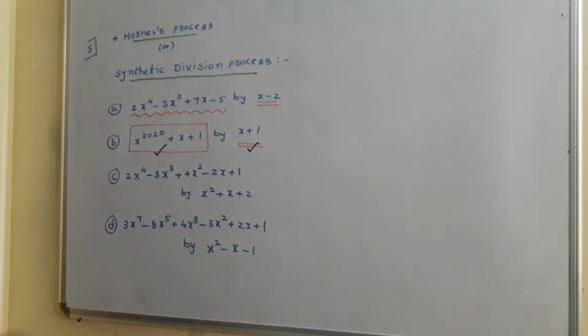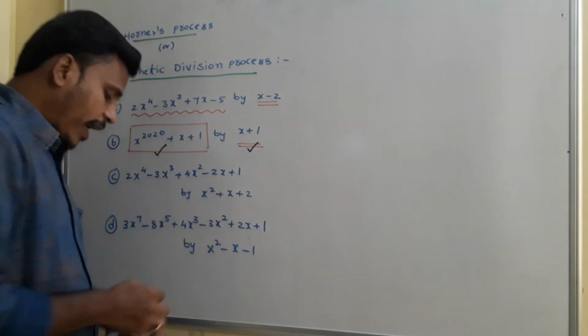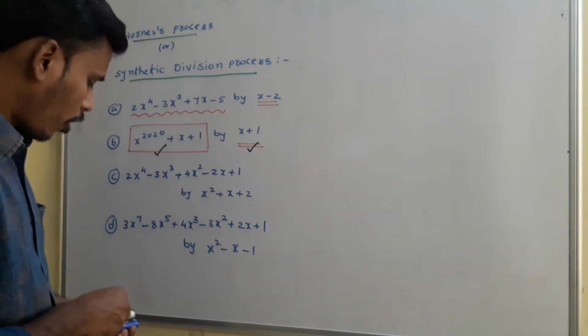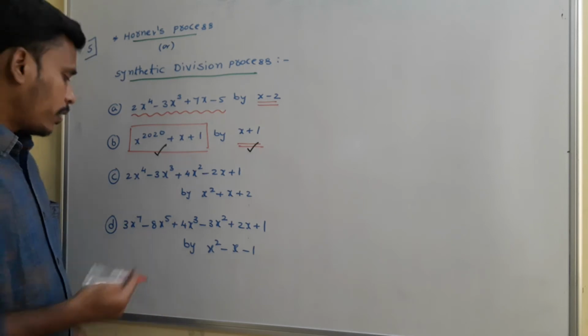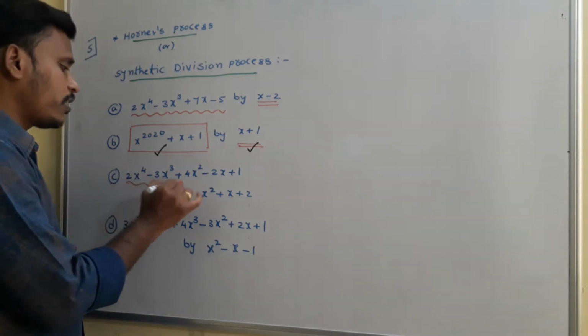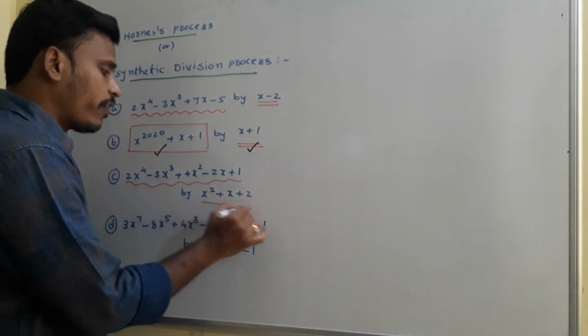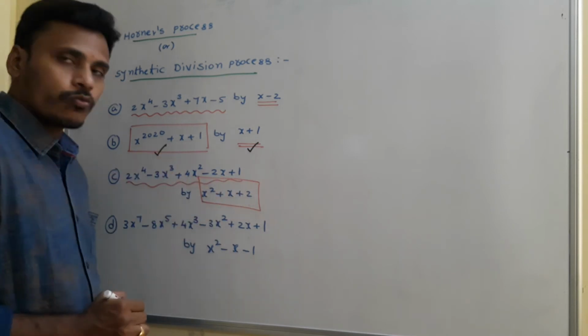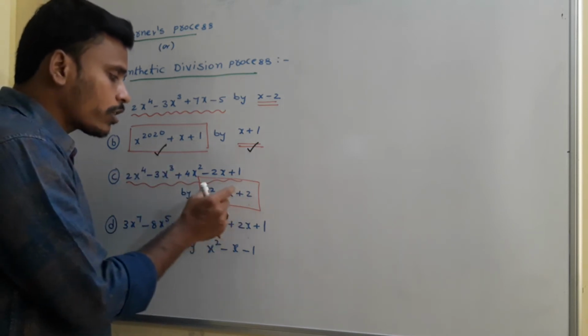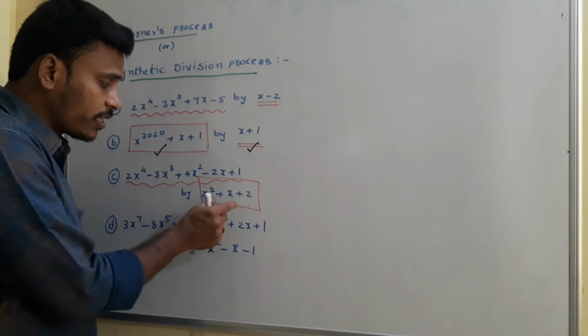So, synthetic division for a quadratic factor. Next one. First of all, you just look at the problem. This is the polynomial we need to divide. This is the dividend polynomial, and we need to divide it by x square plus x plus 2. X square plus x plus 2 is a quadratic factor. See, this is the divisor.